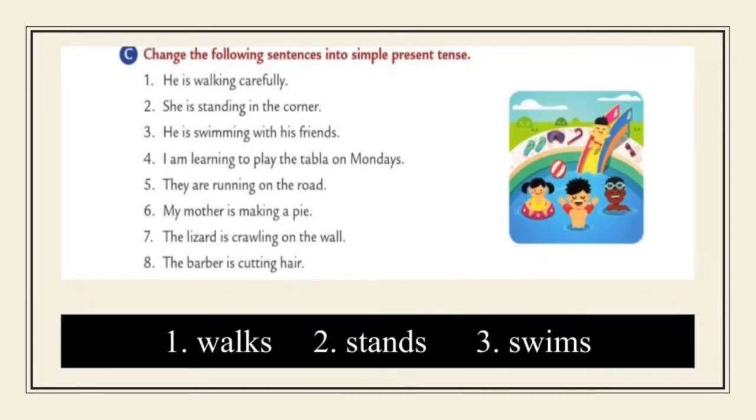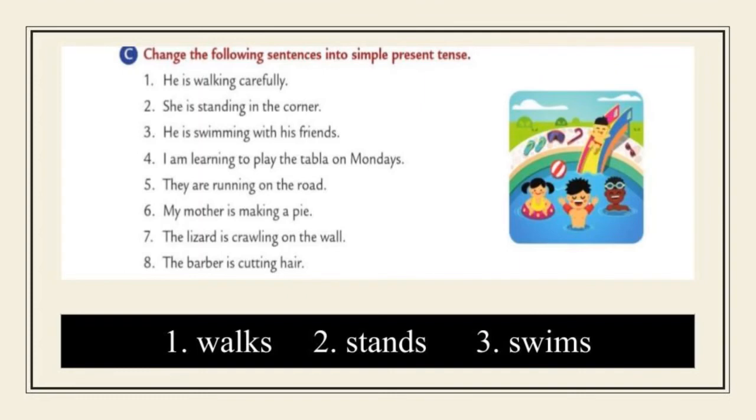Okay students, let's move to the third exercise, that is changing the following sentences into simple present tense. Look here, they have given present continuous tenses. Now we have to change the sentences into simple present tense. Look at the first one. He is walking carefully. Actually, is walking is the present continuous. Now we should change this into simple present tense. How can we change? Just remove the helping verb and ing from the verb, main verb.